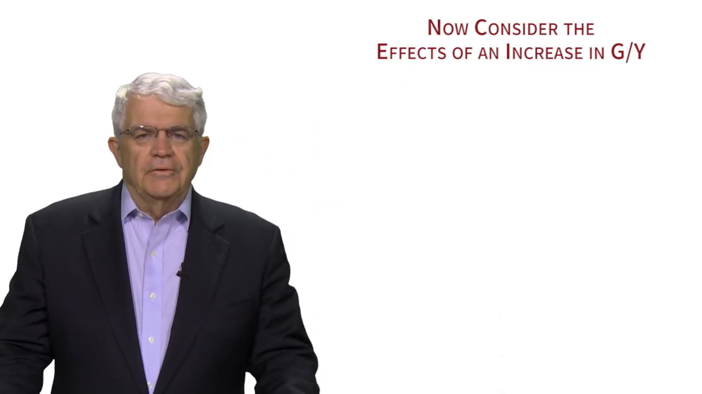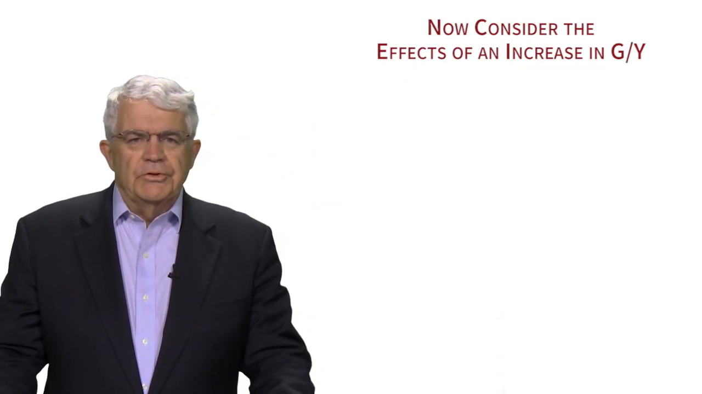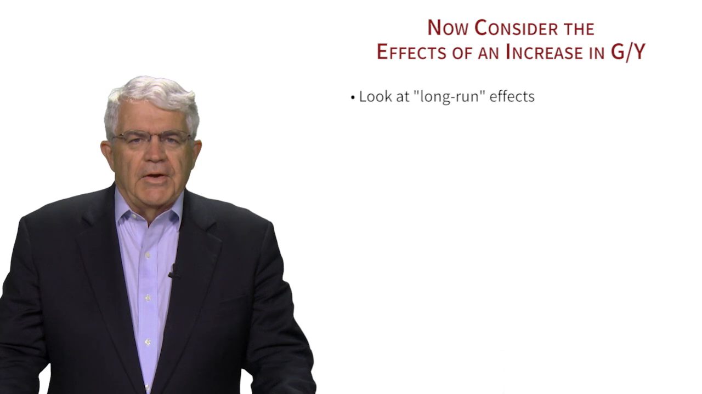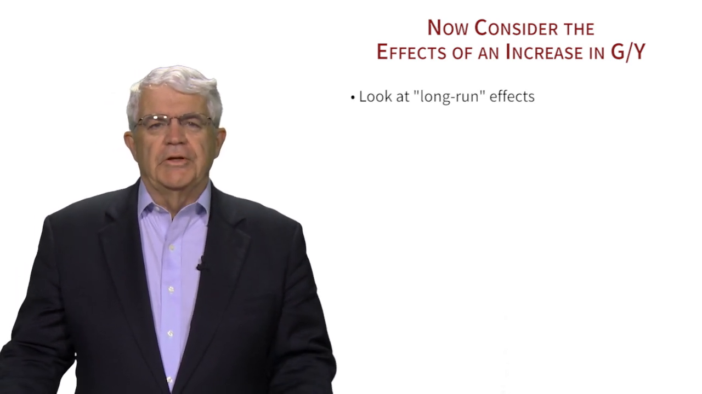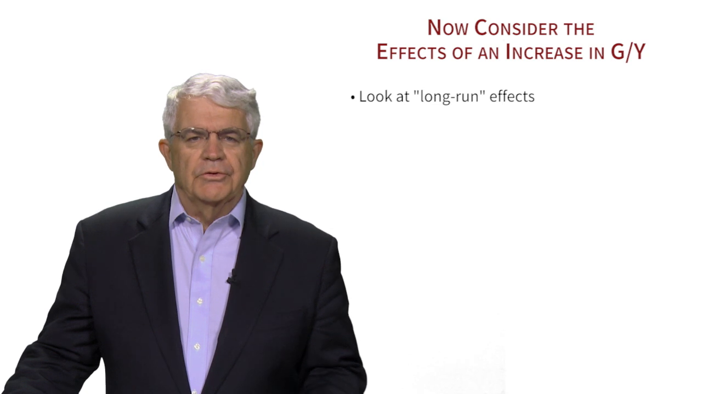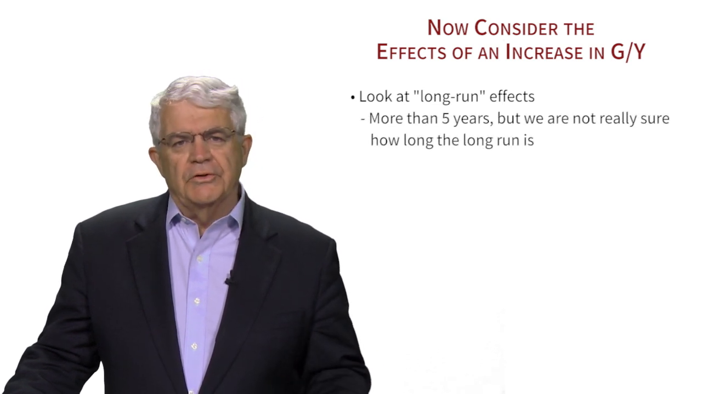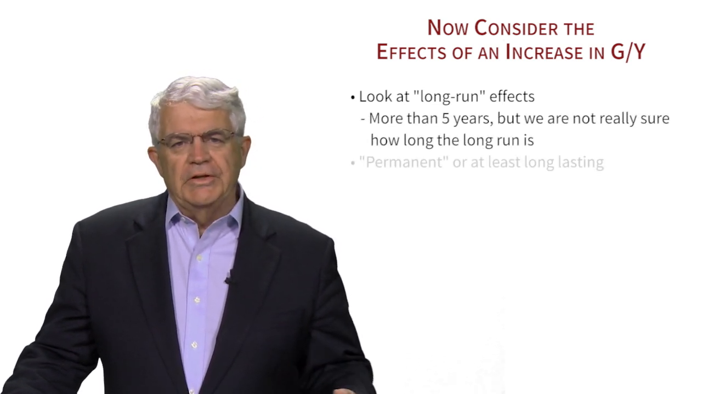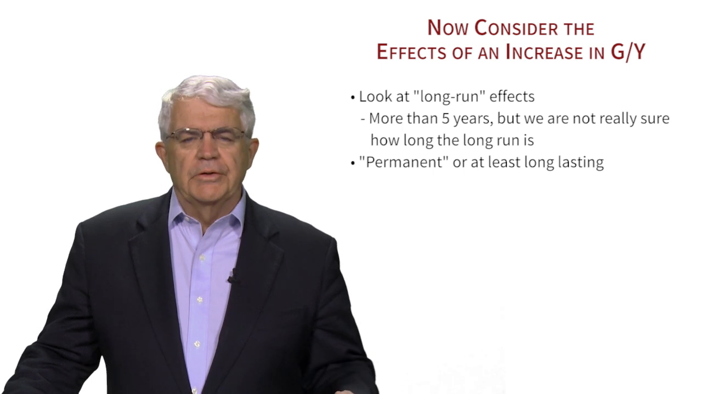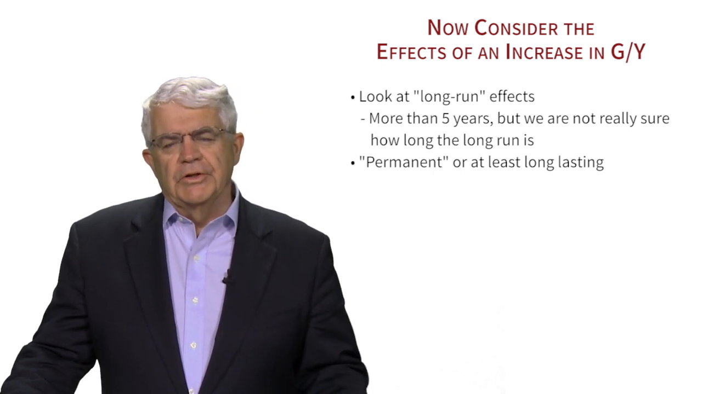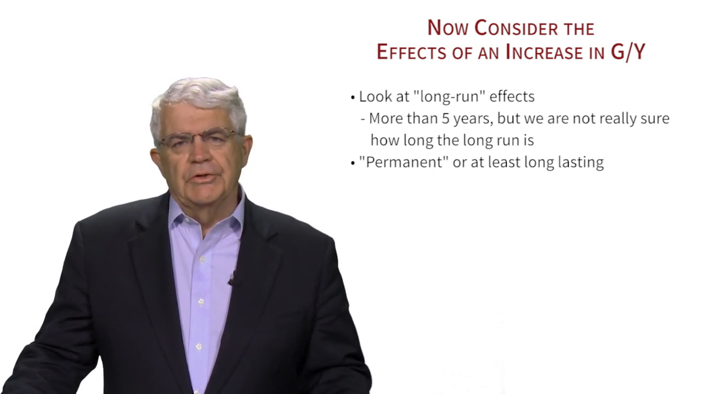If you think of a change in government purchases, then you want to look at the long run effects. Basically, we want to look at the long run effects of a change in government purchases and see how that works. The long run could be 5 years, we're not exactly sure. We want to think of it as at least long lasting, not necessarily permanent, but some kind of an increase in government purchases as your share of GDP.